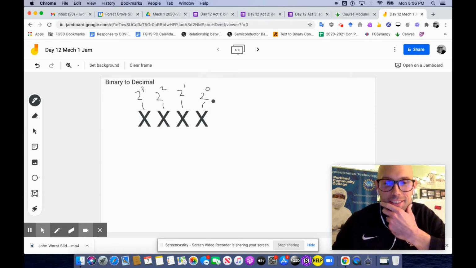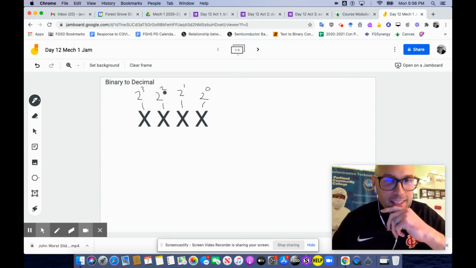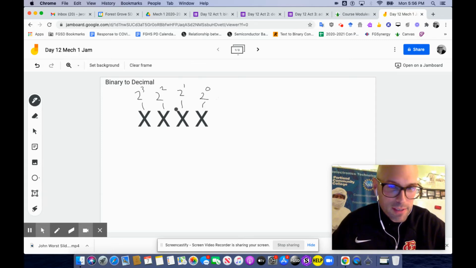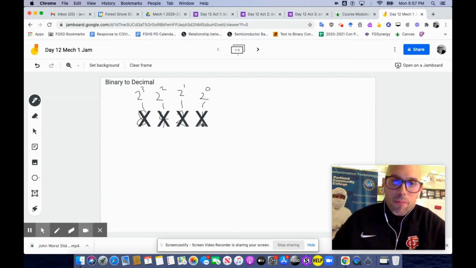A better way to think of this, because this gets a lot to think about, is you just start with 1 and each place doubles. So first place is 1, next place is worth 2, next place is worth 4, next place is worth 8. So 2 to the 0 power is 1, 2 to the 1 power is 2, 2 to the 2 power is 4, 2 to the 3 power is 8. You just start with 1 and then each place value doubles.